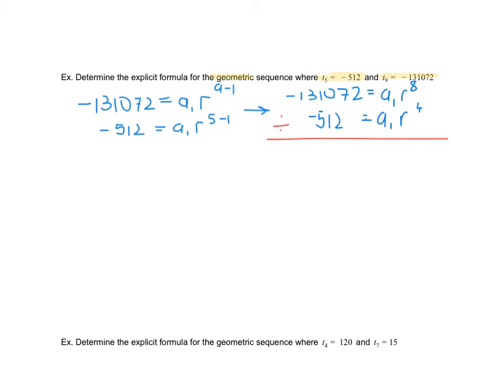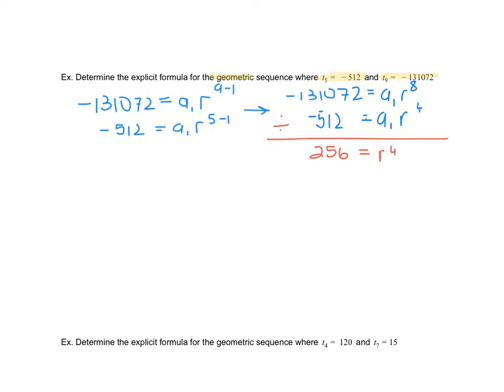If I divide negative 131,072 divided by negative 512, I'm going to get positive 256. When I do A1 divided by A1, that's 1, so they're gone. They're not my problem anymore. And when I do R to the 8 divided by R to the 4, I know from my exponent rules, if I have the same base and I'm dividing, I'm just subtracting my exponents. So this would be R to the power of 4.